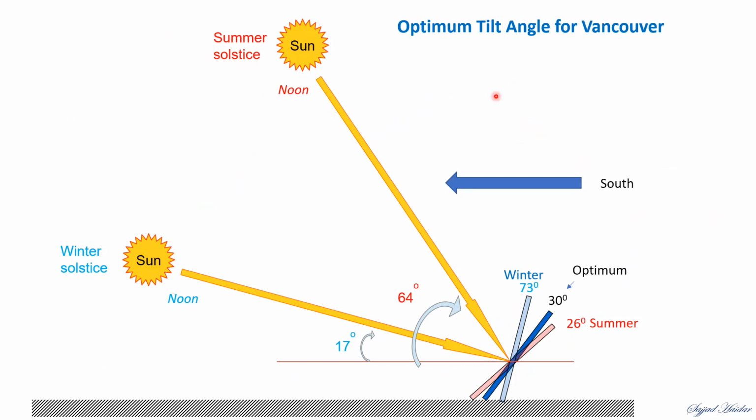So what should be the optimum tilt angle for Vancouver? During the summer solstice, the sun makes an angle of 64 degrees from the horizon, and in the winter solstice, the sun subtends an angle of 17 degrees. So during winter time, our panel should be tilted 73 degrees to get the maximum power, and during summertime, it should be 26 degrees. So if we wish to use a fixed angle, around 30 degrees should be the optimum.